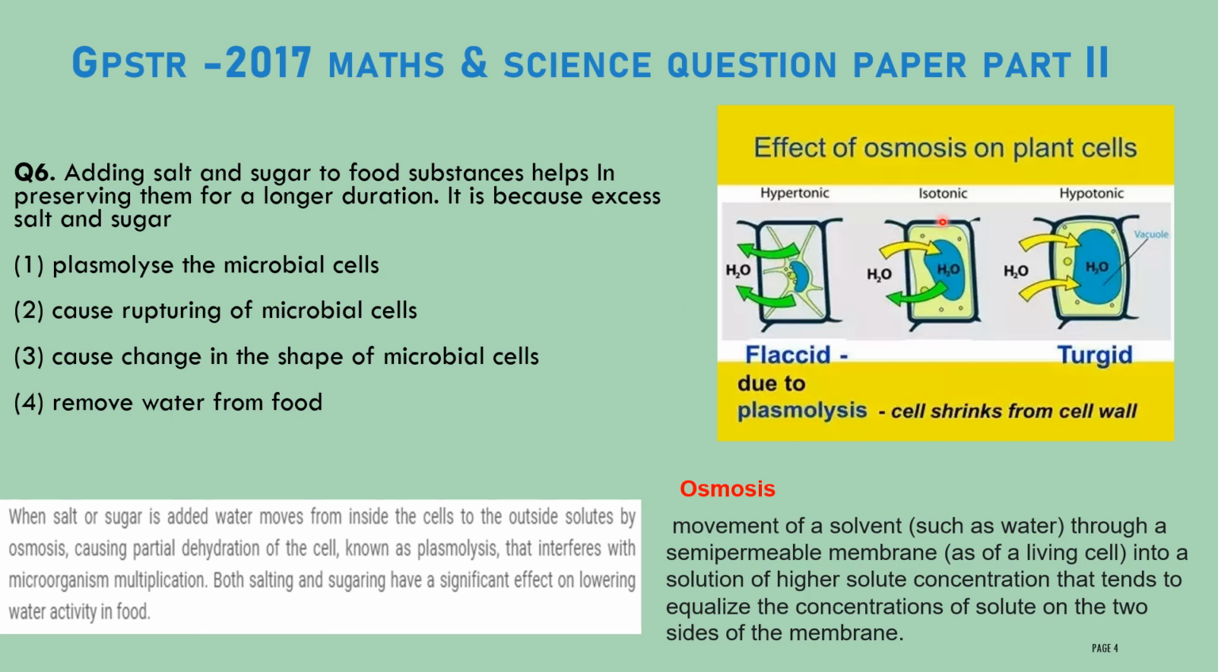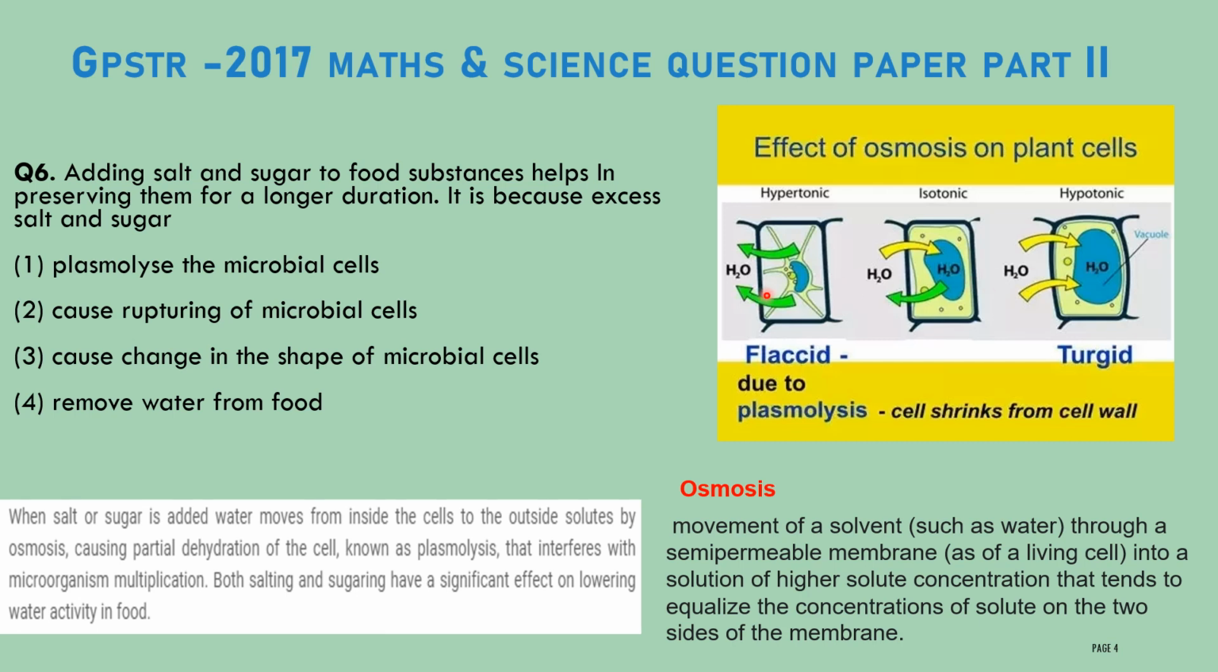Next one is isotonic. In isotonic, the concentration of solute inside the cell and outside the cell are equal. Therefore, water will move inside the cell and also come out of the cell. You can see the circulation of water in the case of isotonic solution. In the case of hypotonic solution, the concentration of the solute will be less inside the cell. Therefore, the water from outside will move into the cell. This type of solution we call a hypotonic solution.